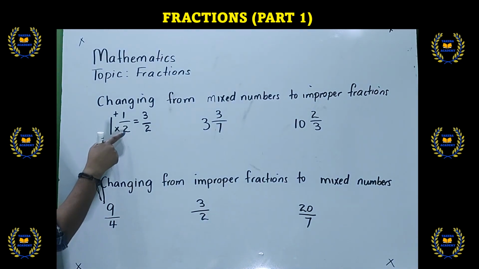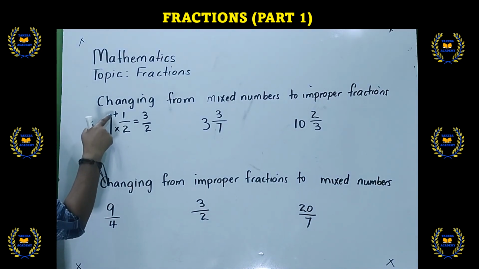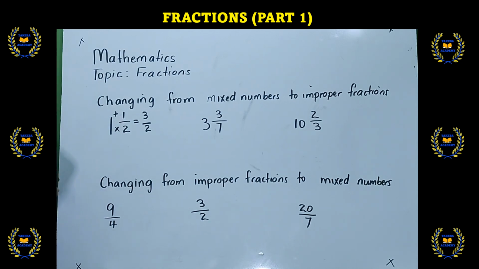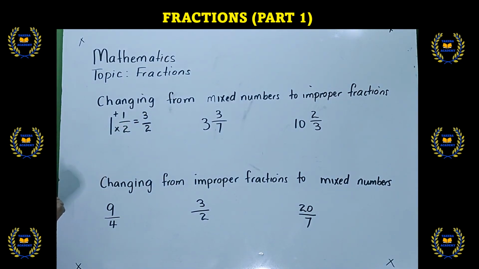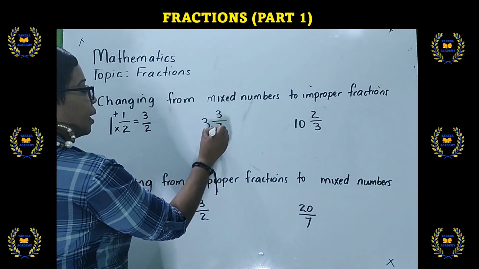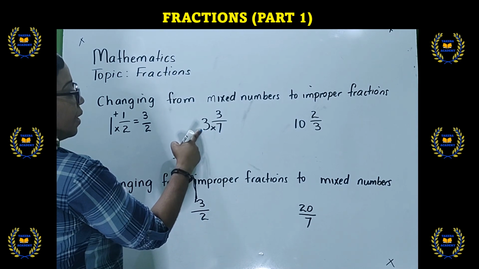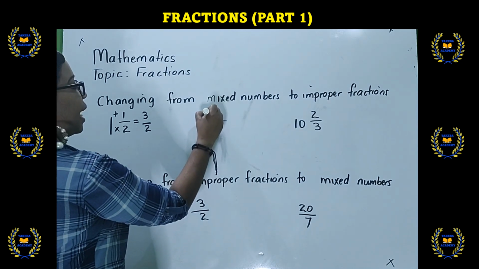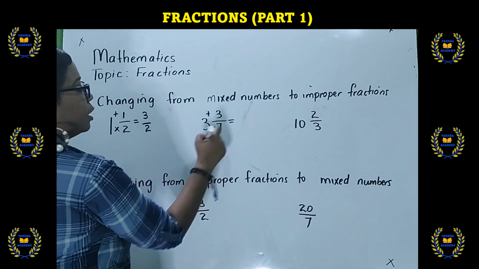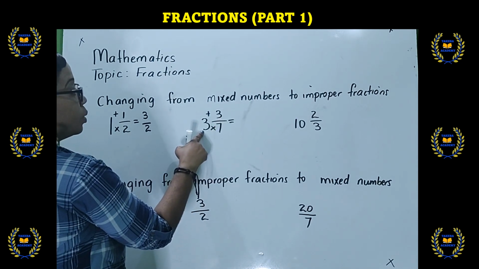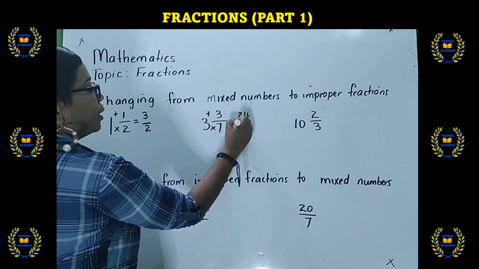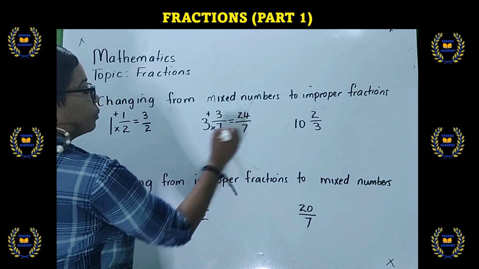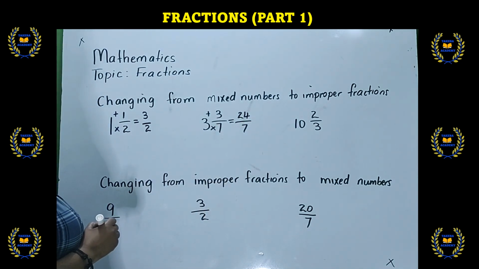Again, we multiply the denominator by the whole number, and then we add the numerator to our answer. The result gets placed over the denominator. Okay, let's try the next one. Again, we're going to multiply the denominator by the whole number, and then add the numerator. Alright, so 7 times 3 is 21. 21 plus 3 is 24, and that goes over the denominator. So our answer is 24 over 7.